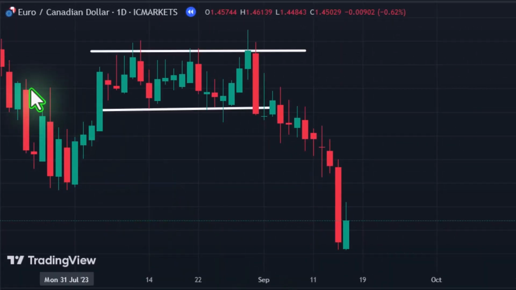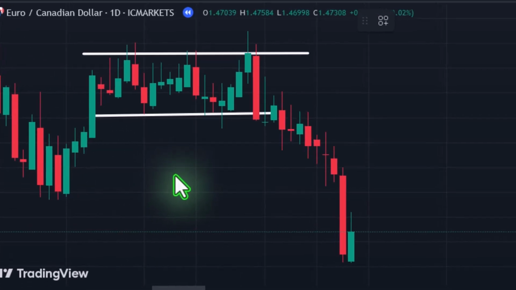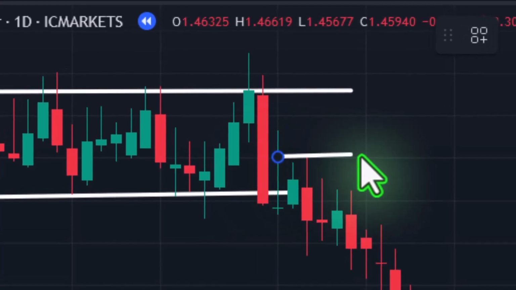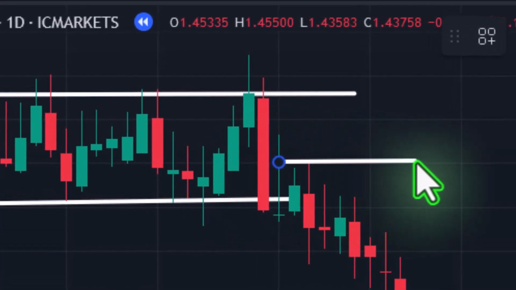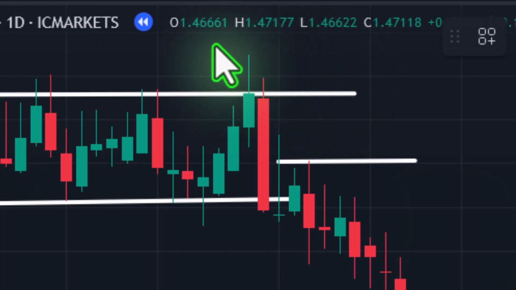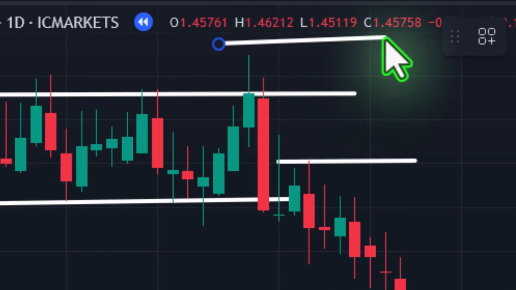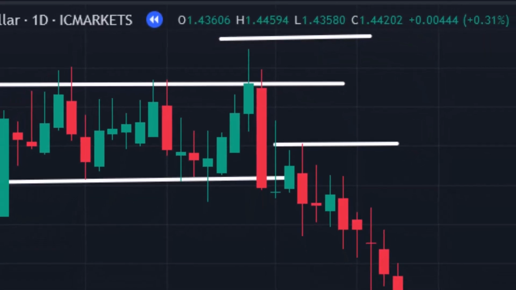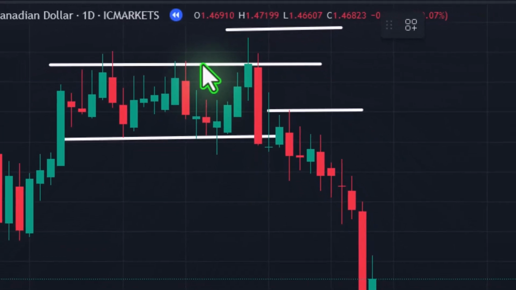So if you have this kind of pattern, at what point should you make an entry? At least your entry should be around this zone. You can see it. Your stop loss should be above this spike. Stop loss should be somewhere here, and you know how to determine your target.